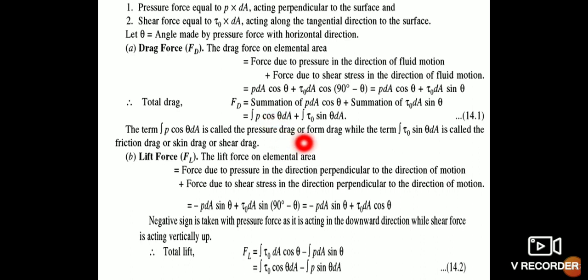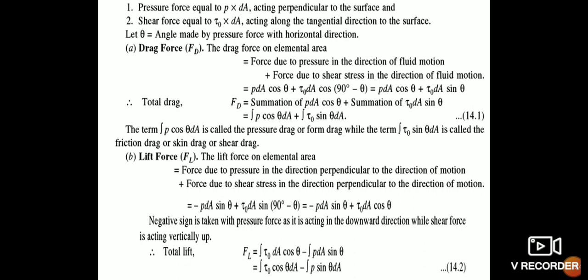Now the drag component which is due to pressure is called pressure drag or form drag. So the integration of P cos theta dA is nothing but the pressure drag, or it is called form drag. And the drag force due to the shear force is called skin drag, or shear drag. So tau sin theta dA represents the skin or shear drag.